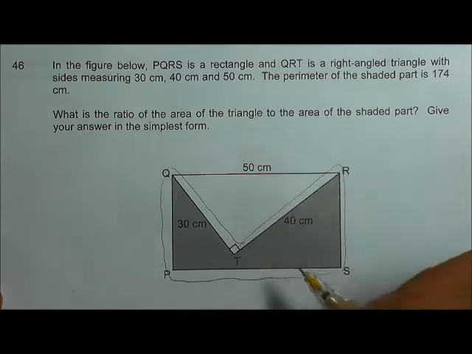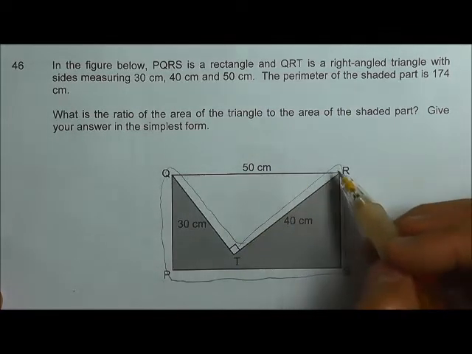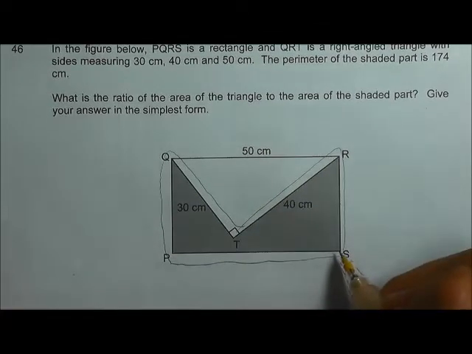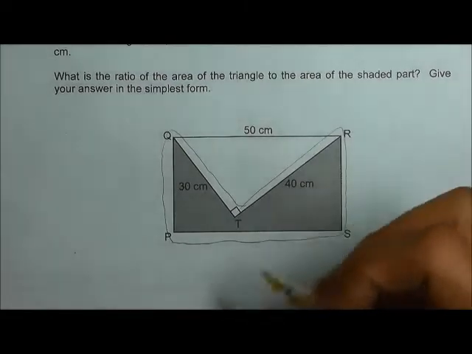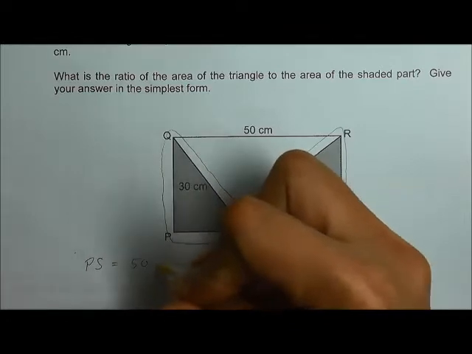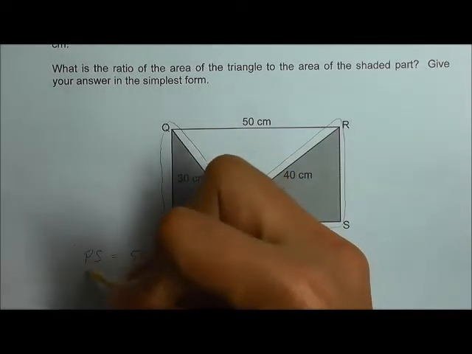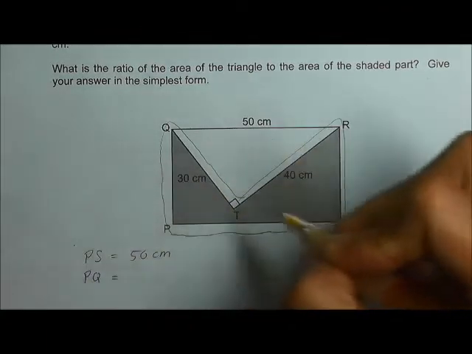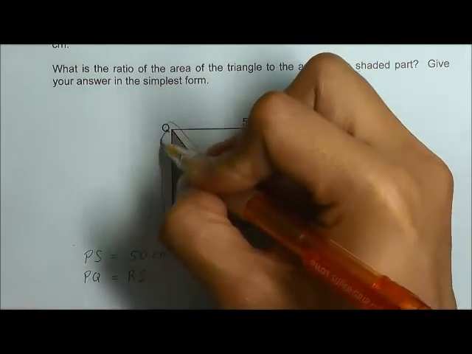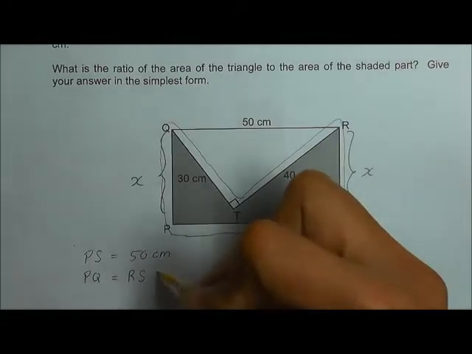Okay, so first of all, if QR is 50 cm, PS has to be 50 as well because it's a rectangle. So you can write down PS is equal to 50 cm, and PQ should be equal to RS, and we can let this length be x.